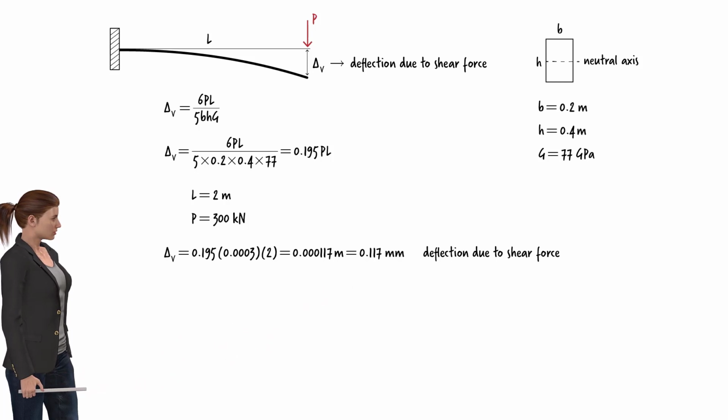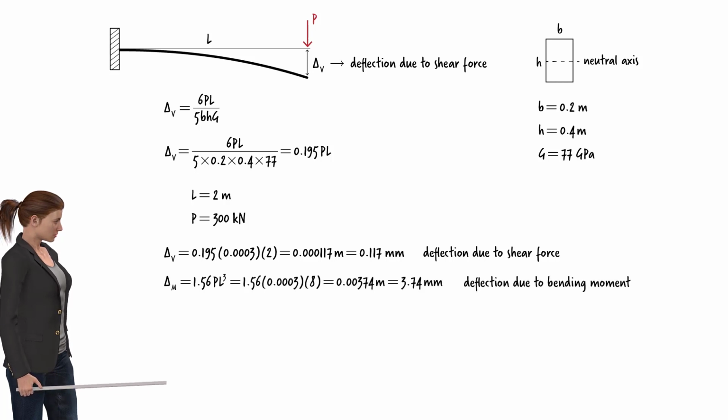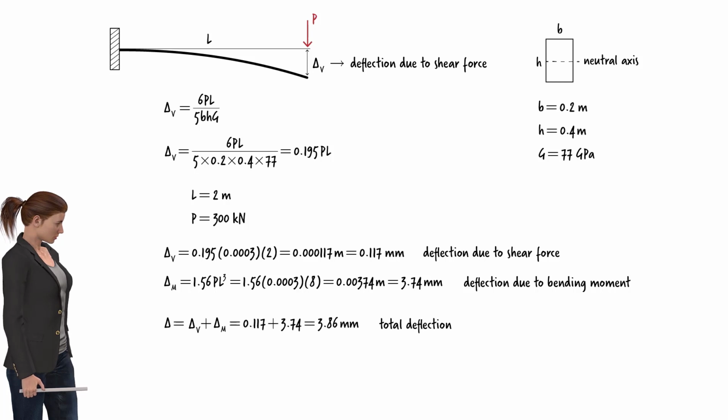For comparison, let us determine the beam's deflection under the applied load due to bending. For this specific beam, delta M can be written as this. So, the deflection of the beam due to bending equals 3.74 millimeters. As you can see, delta V is significantly smaller than delta M. That is why we typically ignore the effect of the shear force on the beam's deflection. In this case, the total deflection equals 3.86 millimeters. So, if we ignored delta V, the result would be off by about 3%.